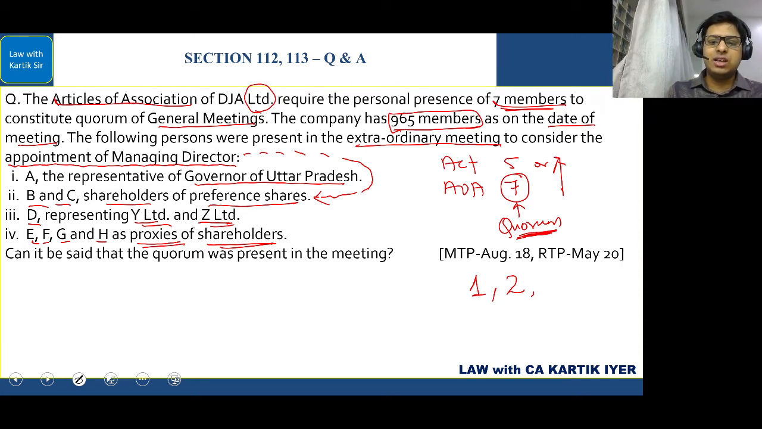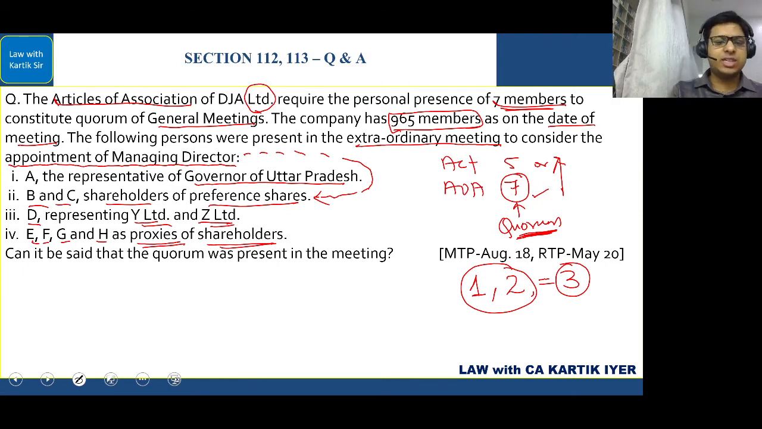You will understand these are the only parties who are there. So total comes to 3. We needed a quorum of how much? 7. Is the quorum satisfied? The answer is no. Can it be said that the quorum was present in the meeting? The answer will be no. The quorum was not present. Easy. Okay.